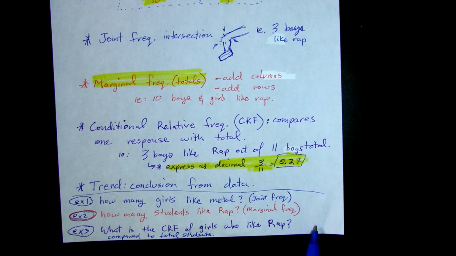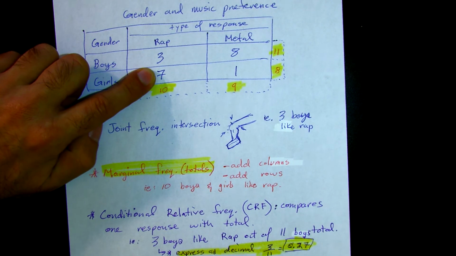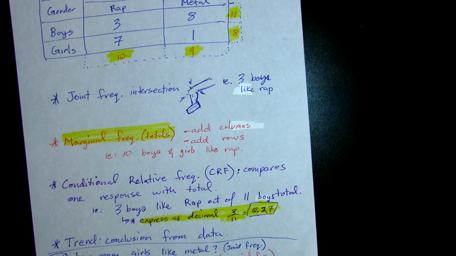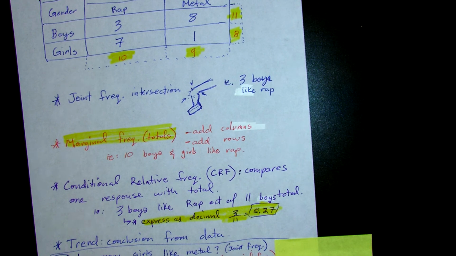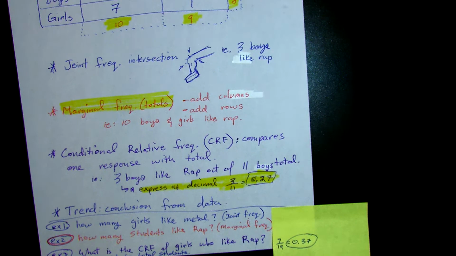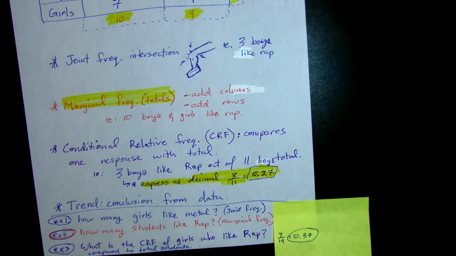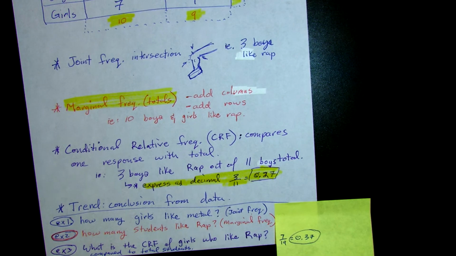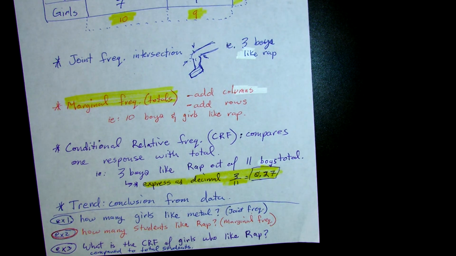0.37. I like that as a proportion, Jordan. You got to give it as a decimal, though. Good. So 7 students, girls who like rap, there's 7, right? There's 19 total students, so this would be 7 divided by 19, which we get 0.368, so we go 0.37. Okay, so what is the CRF of girls who like rap compared to the total students? 7 out of 19, 0.37. All right, guys, give me a thumbs up, sideways, down for this.